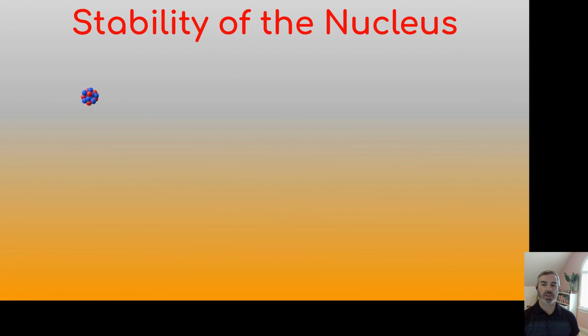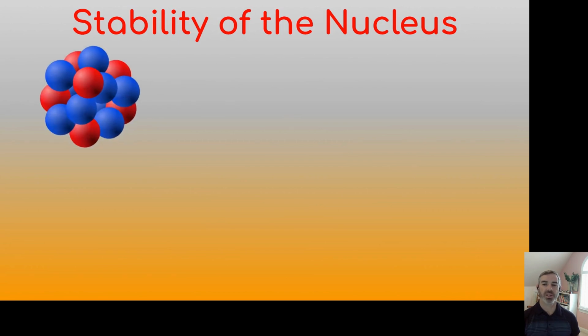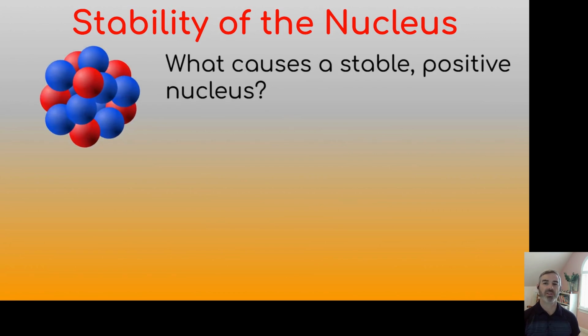The stability of a nucleus. If we think about a nucleus, and we have all these positive charges and neutrons that don't have a charge, how does the nucleus stay together?